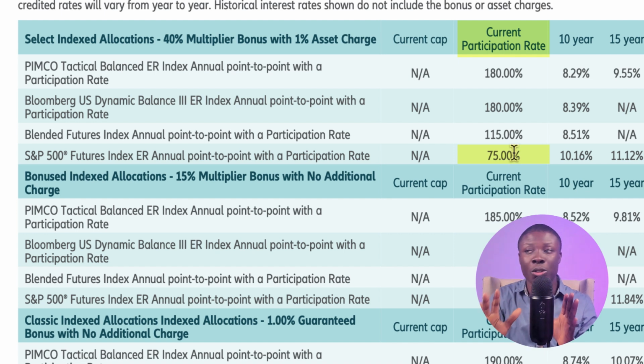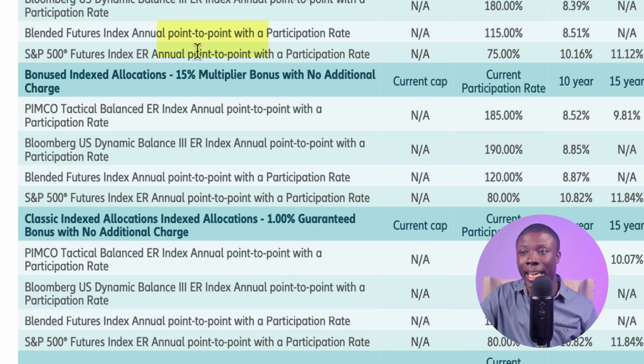Now, I don't want to confuse you. Remember, this group has a 40% multiplier bonus. So you are going to get 40% on top of whatever it comes to after we factor in this participation rate. But this group will cost you a 1% asset charge, which basically is 1% of the money you have in the policy, of your account value. So for a 1% charge, you are going to get a 40% multiplier here.